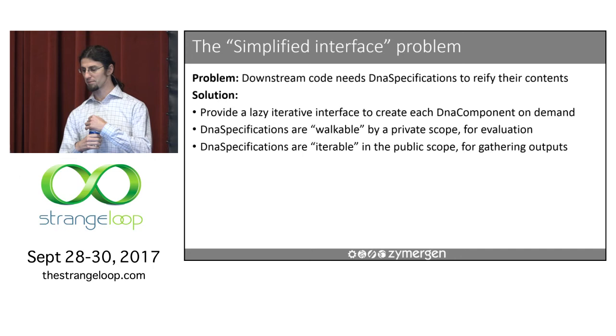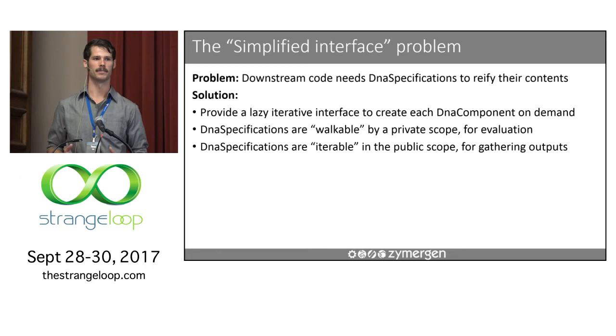The next problem we ran into is what we've called the simplified interface problem. This comes up because DNA specifications are kind of complex, and we have downstream systems from them that really don't need to care about that complexity. So we thought a nice way to simplify the DNA specification at that code boundary is to make it pretend to be a lazily generated list that can generate each element of its entire search space as desired.